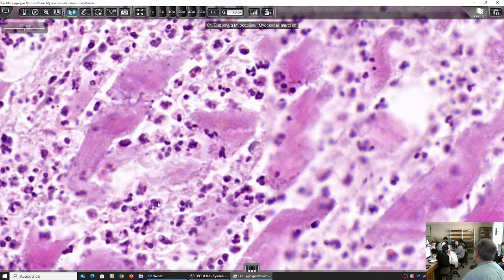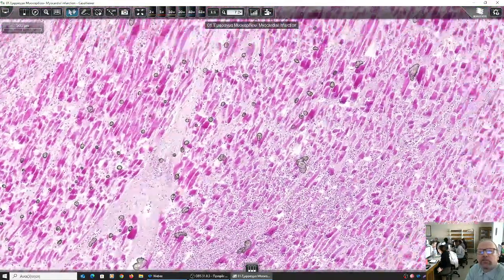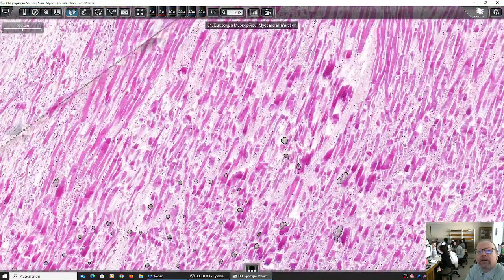That's simple. Yes, please. Can you please show us again the fragmented fibers? Yes, here they are. You see they are densely eosinophilic without any striation, despite the fact that there are muscle cells and some sort of striation should be observable, but it isn't. Why? Because they are necrotic. And in other areas, fragmentation is more apparent, like here.